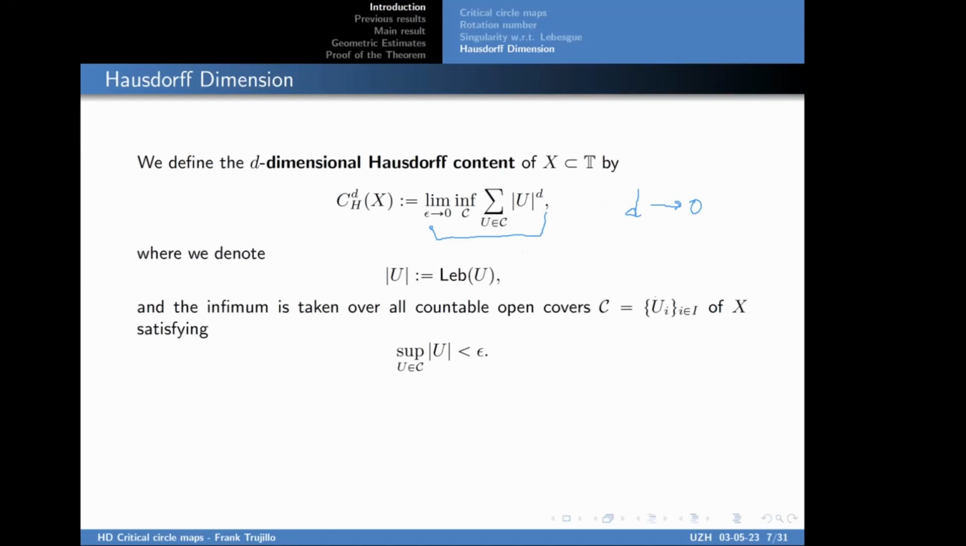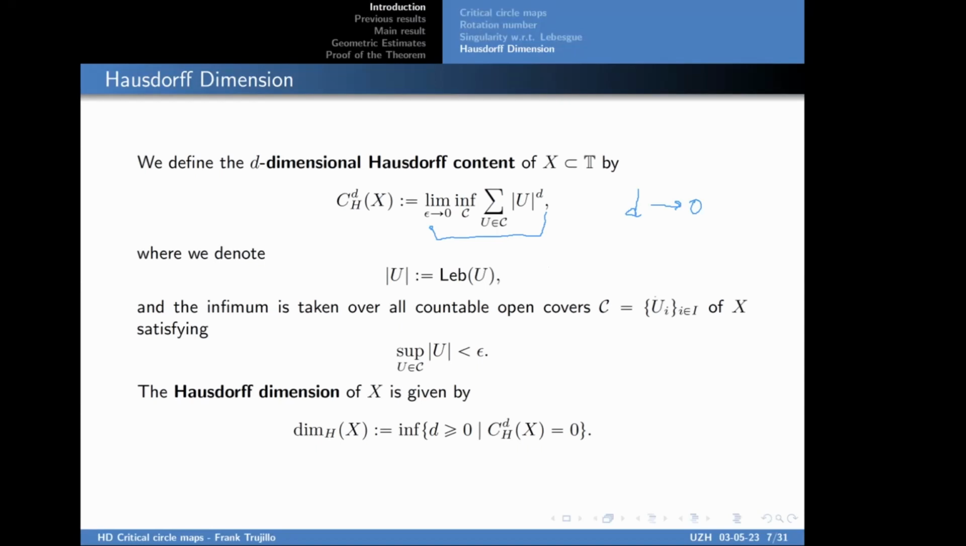And when these sums stop converging, this threshold is what I call the Hausdorff dimension. So basically the Hausdorff dimension will be the moment where these sums stop converging. Actually, they will go to infinity. And d is somehow measuring how small I can take this exponent while this still converges. So this is the usual definition of Hausdorff dimension.